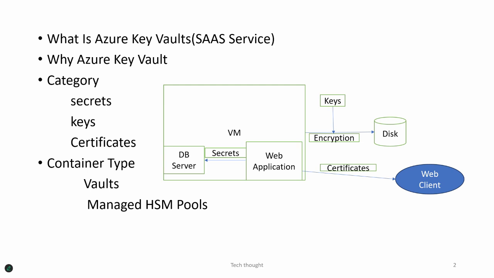Azure uses two types of containers to store that secret information. One is the vault, which is a normal storage place, and the other is the HSM, hardware security module. It is mostly a dedicated place where we can store only the secret information. In terms of hardware failure and security protection, everything is stronger compared to vaults. So we can use the HSM pools to store this information.